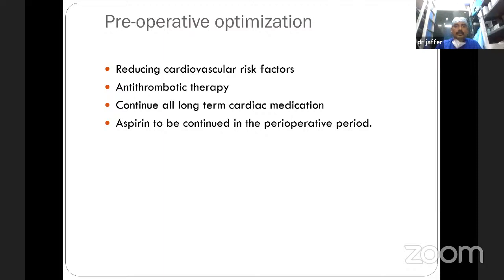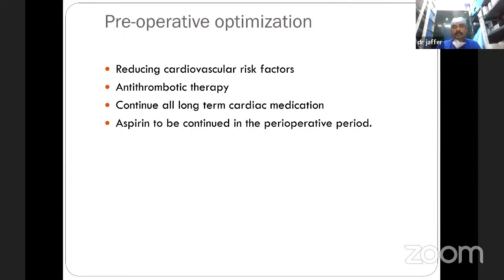And if possible, if we are prolonging the surgery, we can ask for lifestyle modification changes also, like reduction of weight. So something like this we can do for the patient before the patient is subjected to the surgery. Then antithrombotic therapy is also very important. Some centers do start dual antiplatelets, but a study says that aspirin, acetylsalicylic acid, would be enough.